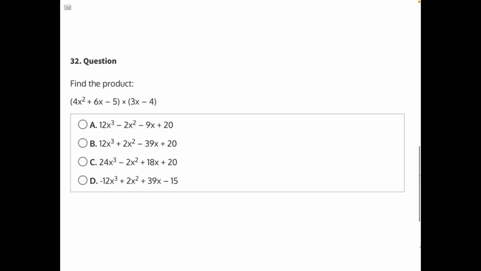Find the product of 4x squared plus 6x minus 5, all multiplied by 3x minus 4. There are two different ways you can go about solving this problem.